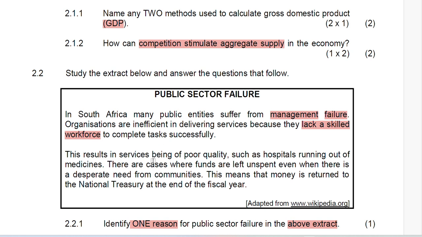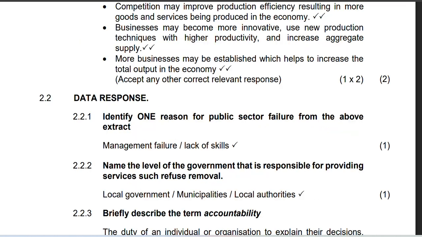This results in the services being of poor quality, such as hospitals running out of medicines. There are cases where funds are left unspent even when there is a desperate need from communities. This means that money is returned to the national treasury at the end of the fiscal year. So this takes us to the end of the data. Now we're going to go back and continue with our responses.